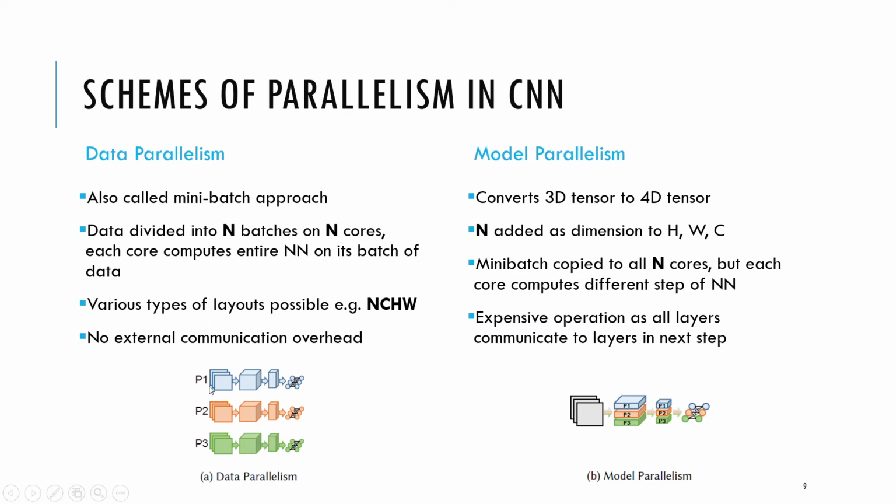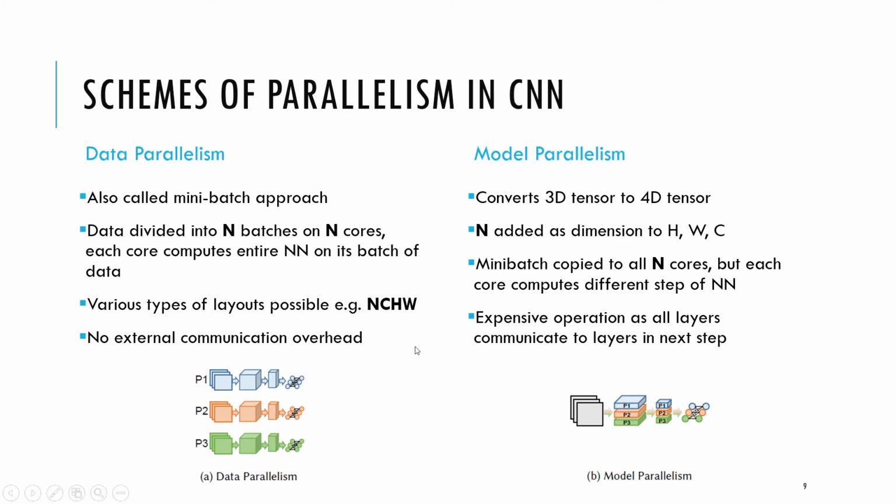It can be visualized well with this diagram. Say this is one processor core. It has some data provided to it. It works on the data, and the output is independent of the output of the other processor. And because it's independent, there is no communication between the processors, which means there is no overhead. There are various different types of data layouts possible, and the most popular one is the NCHW. What I'm talking about with data layout is the way the data is stored in the memory when it's first loaded in the memory.